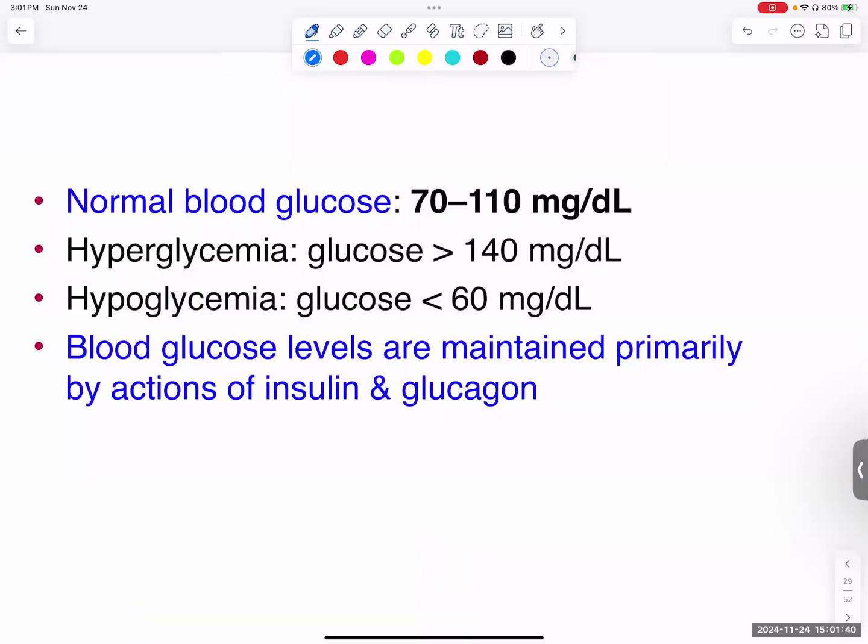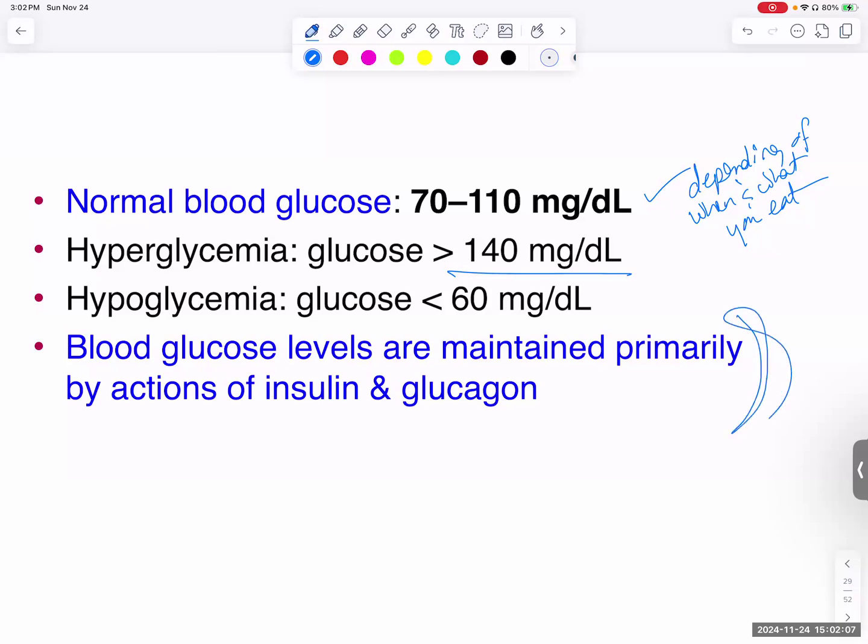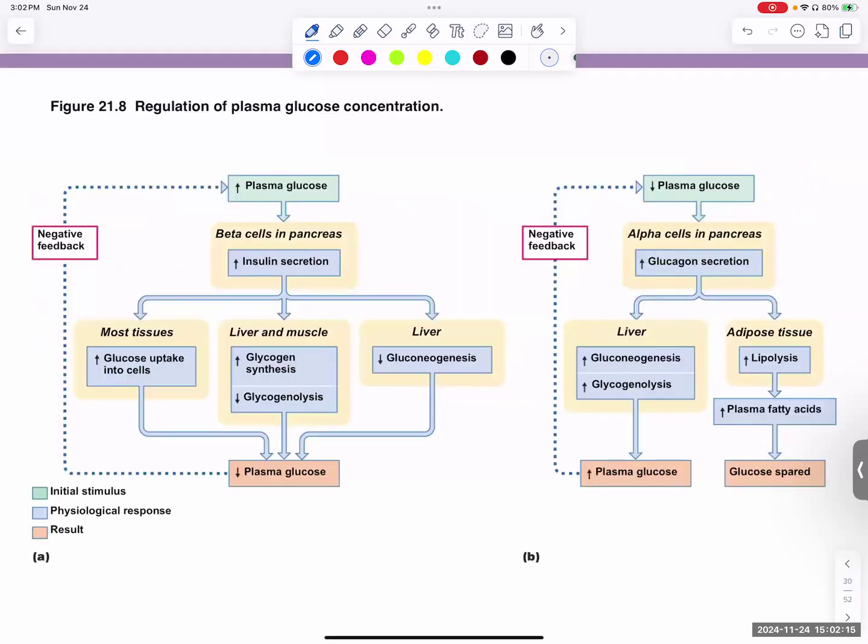So normal glucose levels can be anywhere from 70 to 110, depending on when and what you eat. If it goes above 140 milligrams per deciliter, that's considered hyperglycemic. If it goes below 60, it's hypoglycemic. And these blood glucose levels are primarily maintained by either the secretion of insulin or the secretion of glucagon. And so regulation of plasma glucose concentrations kind of looks like this.